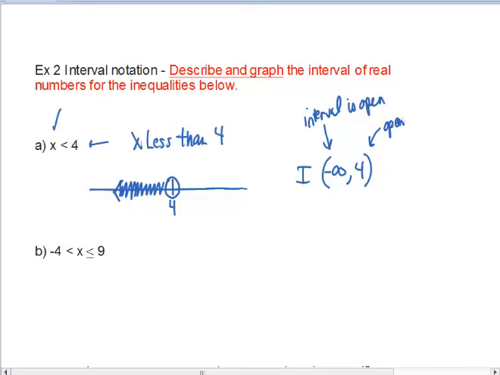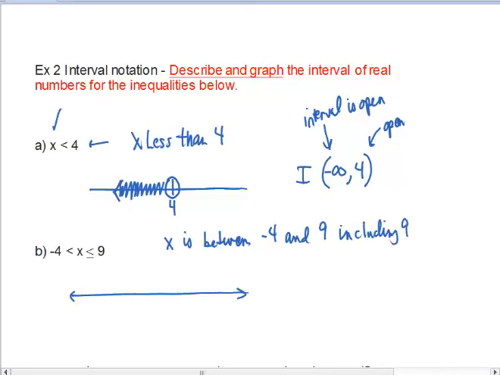On the next one we're going to see something slightly different. Let's describe it first. It says x is between the value negative 4 and 9, including 9. Okay, so in this case, we're going to have one interval that's open, and one side of the interval will be open and one will be closed.